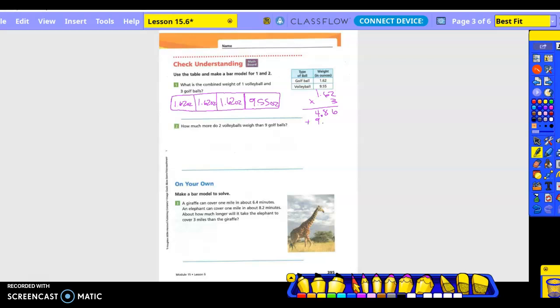And then I need to add 9 and 55 hundredths. Use my decimal to keep everything in line. 5 plus 6 is 11. Carry the 1. 1 plus 8 plus 5 is 14. Carry the 1. 1 plus 9 plus 4 is 14. So my total weight is 14 and 41 hundredths ounces.